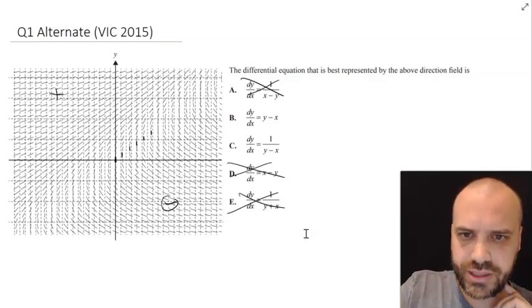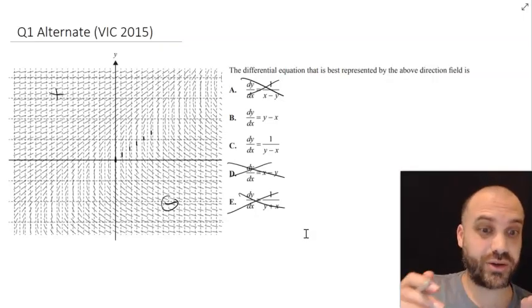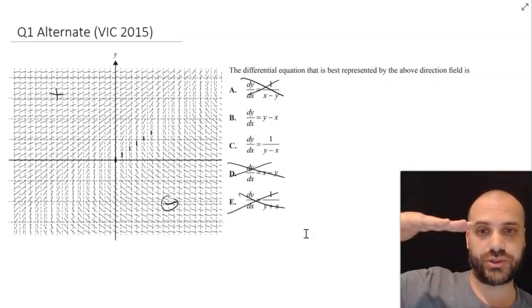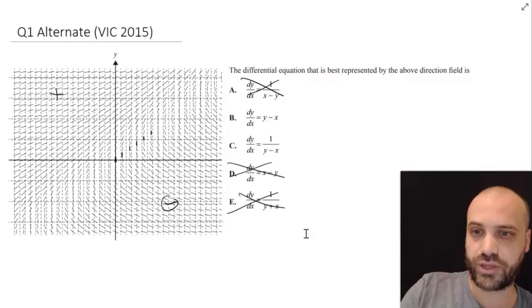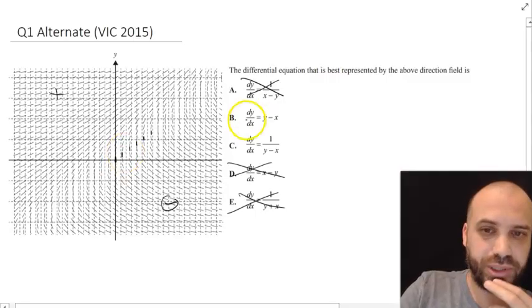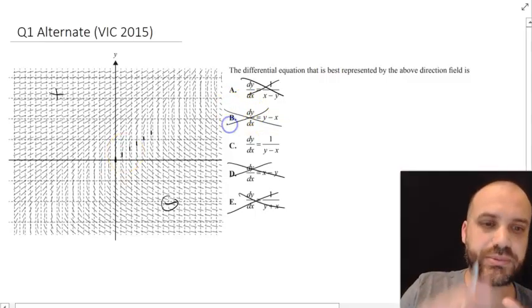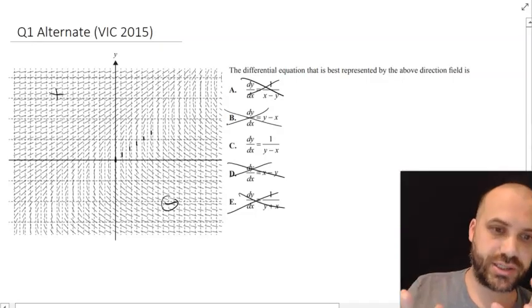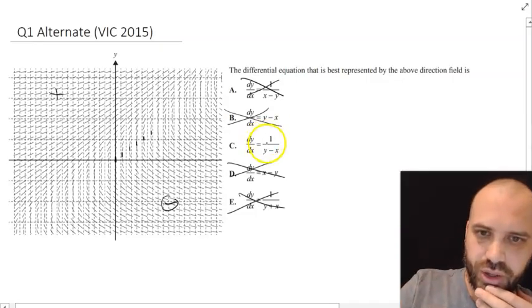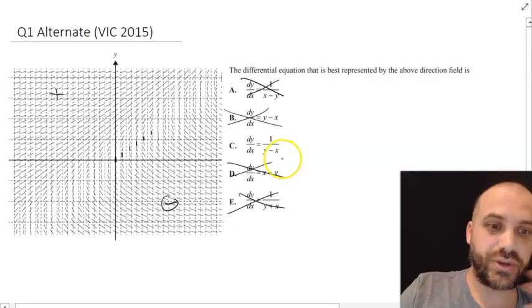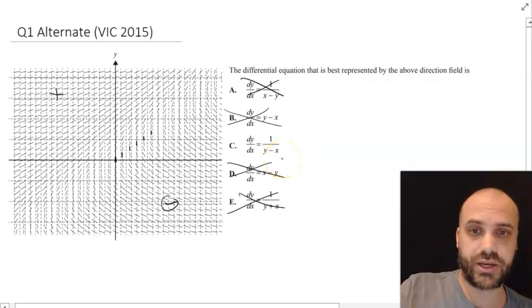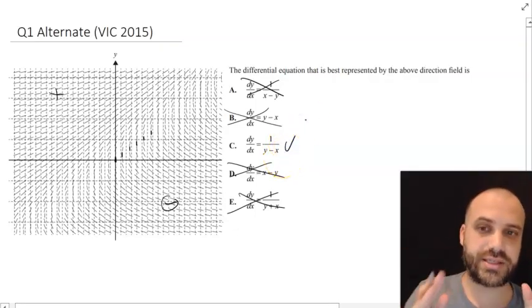Well, if we had 0 minus 0, we'd get a gradient of 0, which is a horizontal line, which is not what we're looking for at that point. So it's probably not B, which leaves me with C. So let's double check C. C, 1 over 0 minus 0, that's 1 divided by 0, which is undefined. C is our answer here.